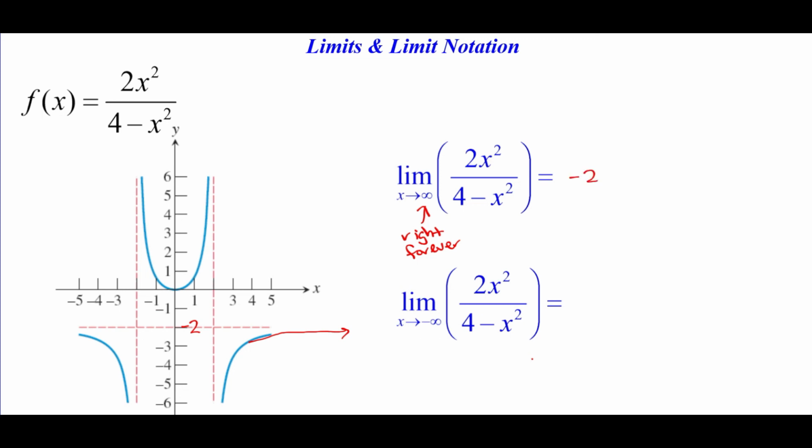On the other side, as we go to negative infinity, so this is going to be going left forever, I'm approaching that same asymptote value, which is negative 2. So this limit also is negative 2.